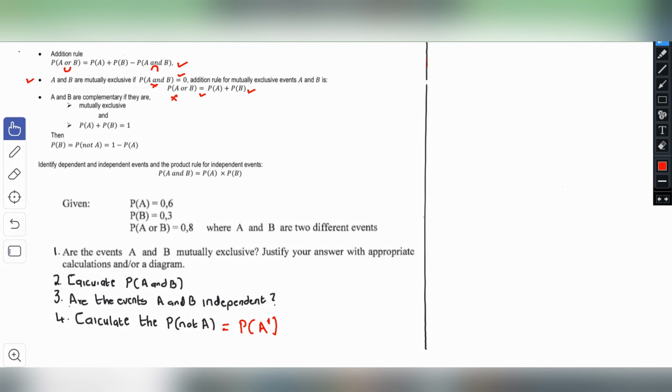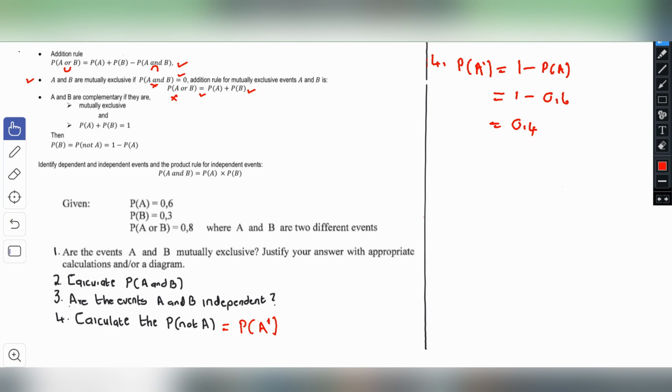Now let's calculate the probability of not A. Number 4. How do we calculate the probability of not A? The probability of not A is given by 1 minus the probability of A, right? Therefore, we're going to have 1 minus the probability of A. The probability of A is given by 0.6, right? Therefore, 1 minus 0.6 is going to be 0.4, right? So this is how you solve the probability of not A.